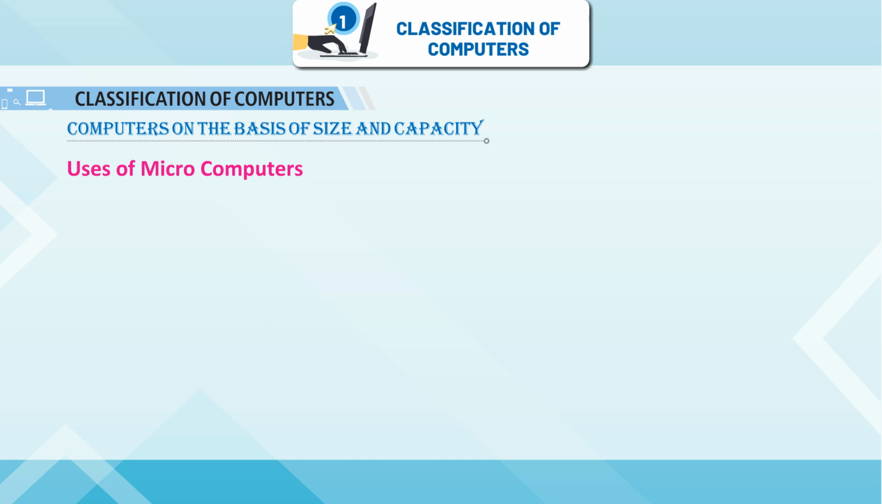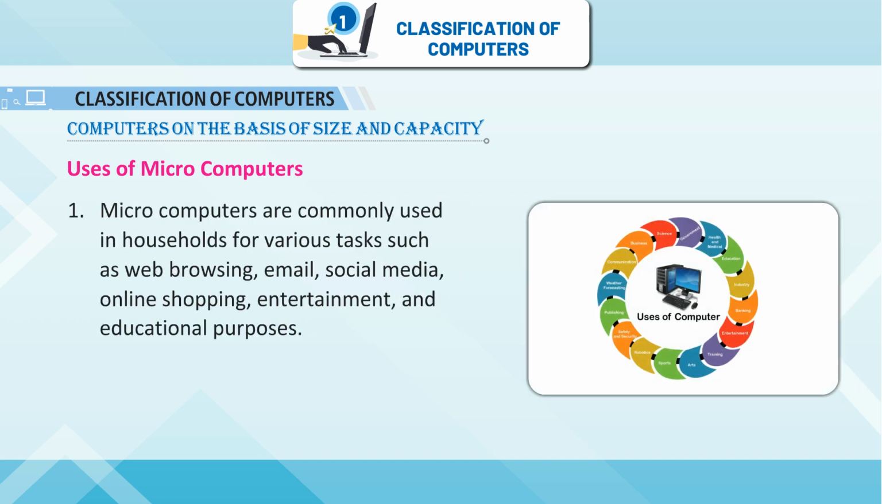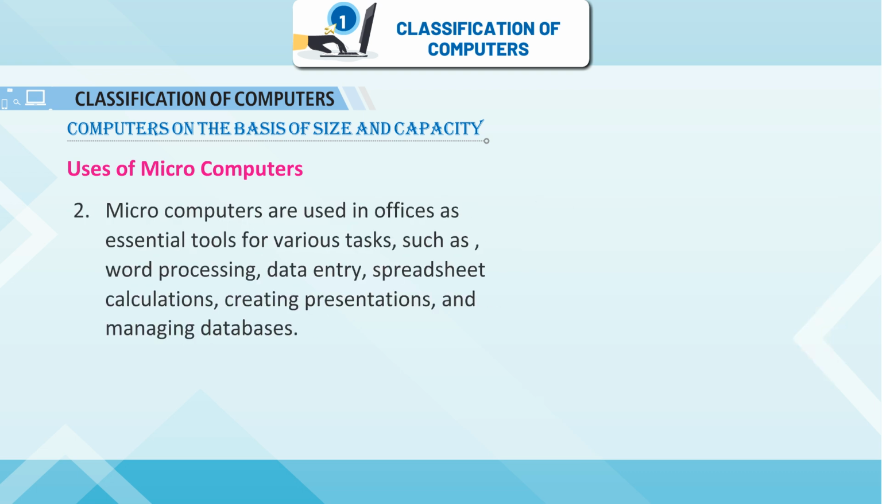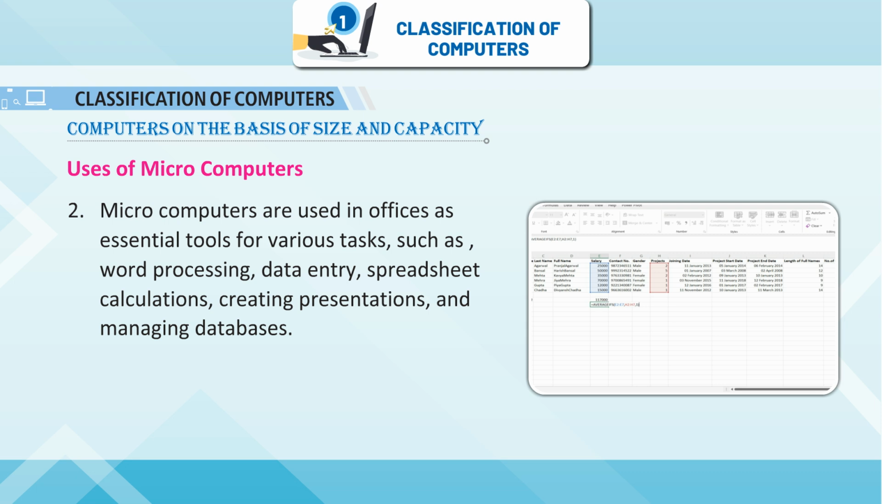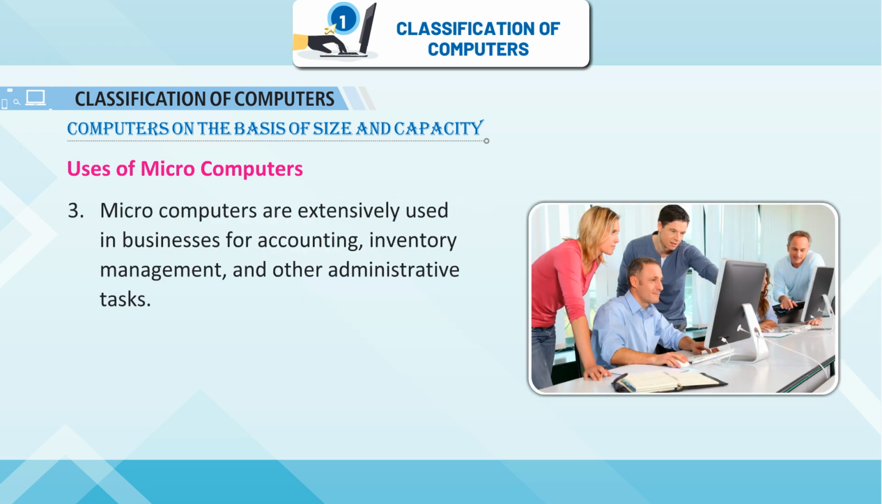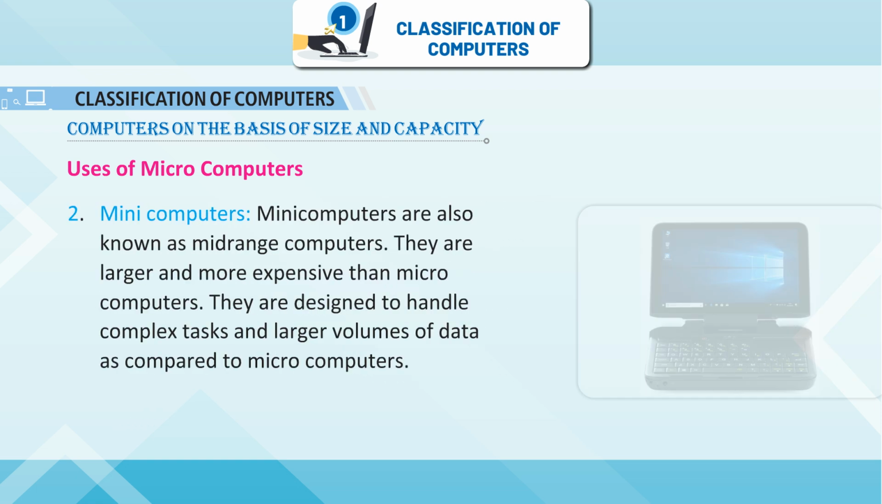Uses of microcomputers. Microcomputers are commonly used in households for various tasks such as web browsing, email, social media, online shopping, entertainment, and educational purposes. Microcomputers are used in offices as essential tools for various tasks such as word processing, data entry, spreadsheet calculations, creating presentations, and managing databases. Microcomputers are extensively used in businesses for accounting, inventory management, and other administrative tasks.